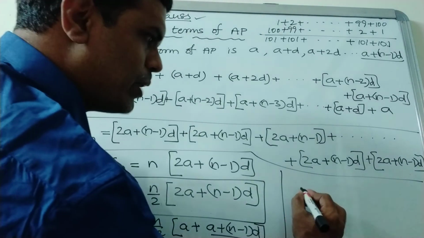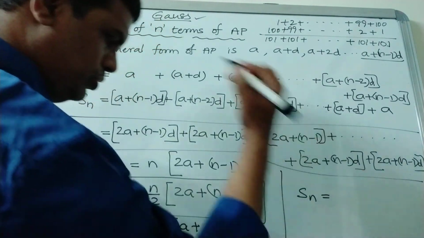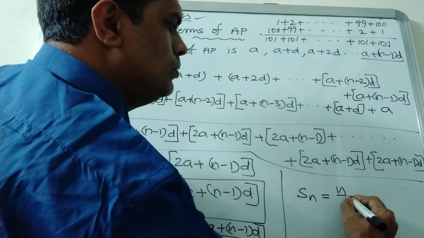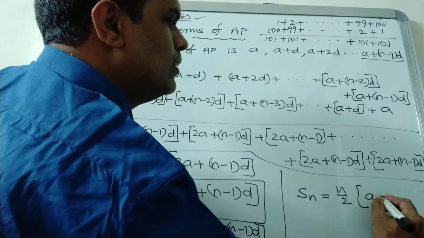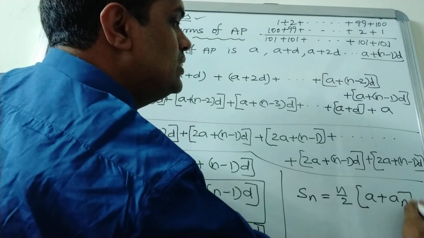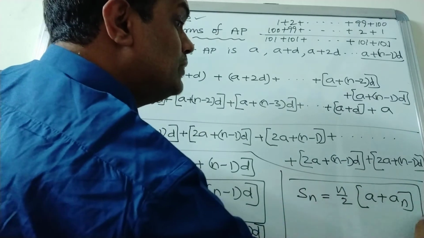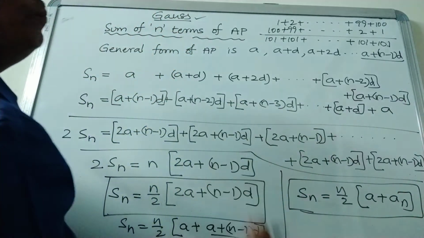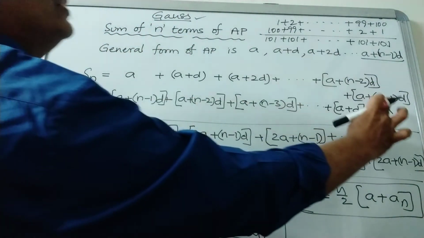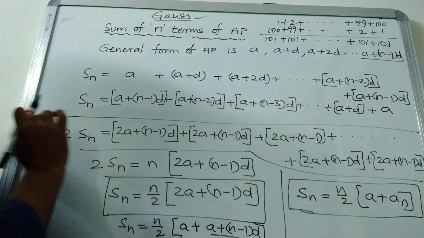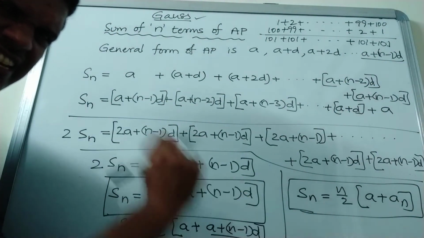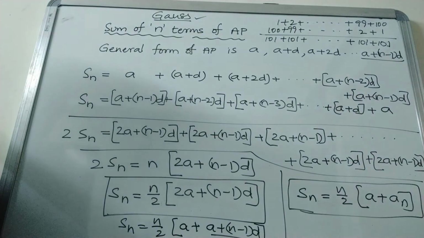Then again I am writing Sn is equal to n by 2 of a plus an. This is also a formula. Why? Because we can use this if we know the first term and last term of any AP, and we can find the sum very easily.